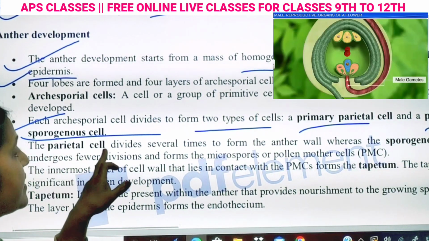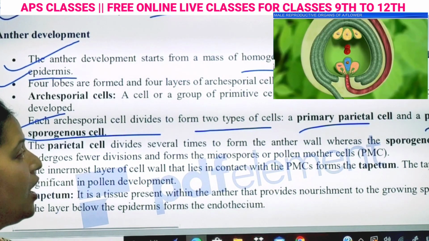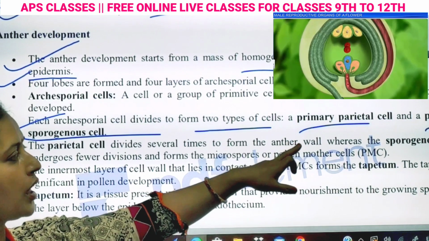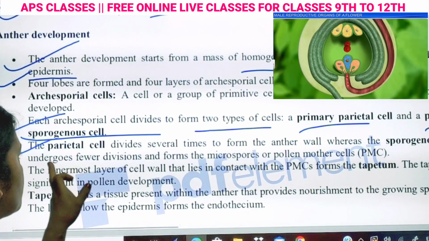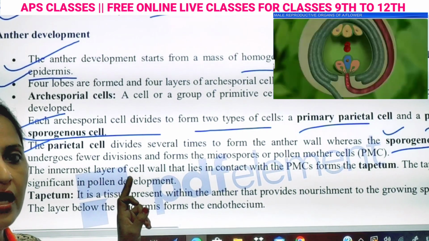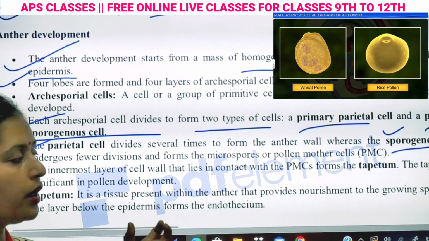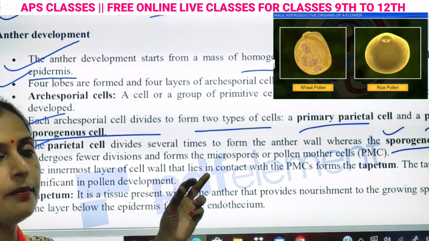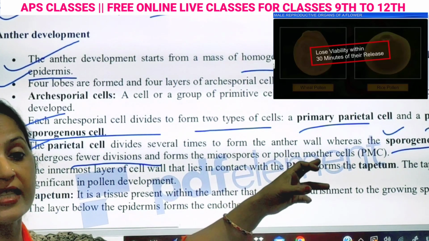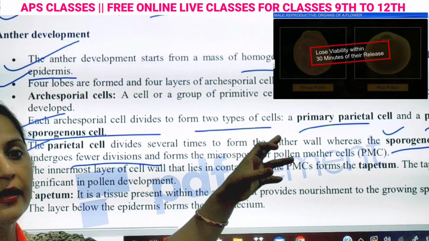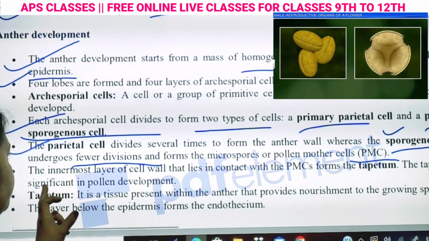So parietal cells divide several times. अब parietal cells जो थे वो several times divide करते हैं, और several times divide करने के बाद वो क्या बनाते हैं? Anther wall को बनाते हैं, जबकि sporogenous cells undergo fewer divisions as compared to the parietal cells, और forms the microspores, मतलब वो कम spores develop करते हैं, and pollen mother cells, that is the PMC. That means PMC denotes the pollen mother cells.